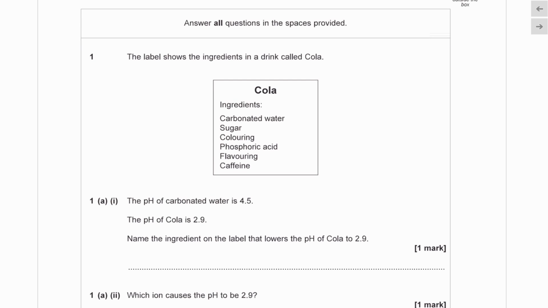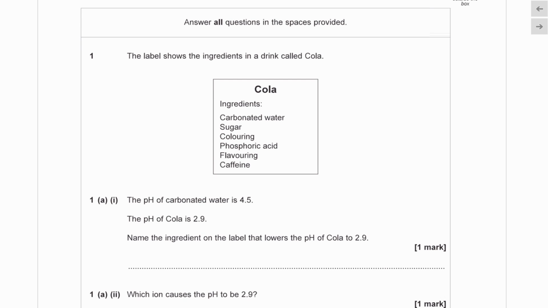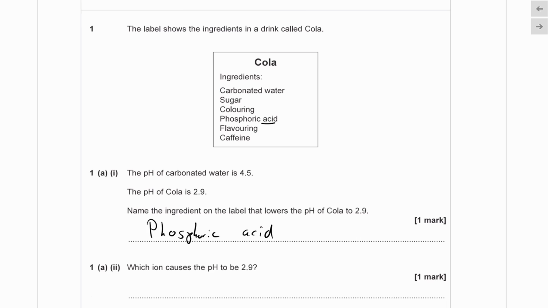Alright, so here we are told that the label shows ingredients in a drink of cola, and A part 1 says the pH of carbonated water is 4.5 and the pH of cola is 2.9. Name the ingredient on the label that lowers the pH of cola to 2.9. So this is going to be obviously an ingredient aside from carbonated water, because that goes down to 4.5. That makes the pH even lower. A low pH is indicative of an acid, and we can see straight away here that we have an acid, and it is phosphoric. So phosphoric acid is our acidic ingredient.